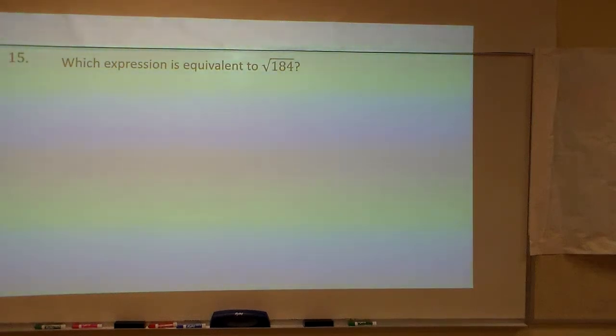Which expression is equivalent to the square root of 184 here? What I'm going to do is this. Now, you can factor this out, and I realize that 4 is a square root number, and 4 times 46 makes it 2 square roots of 46. But what I tend to do is this here.